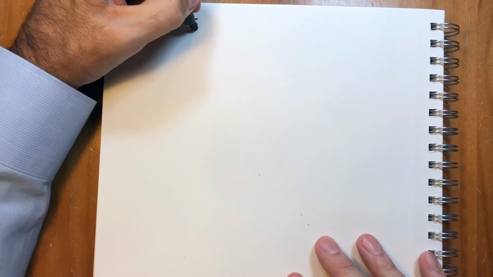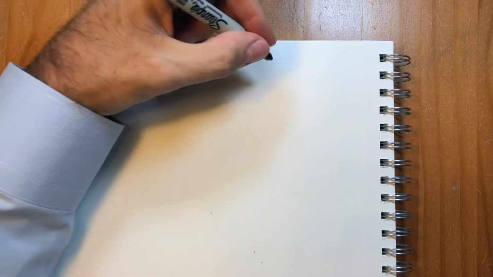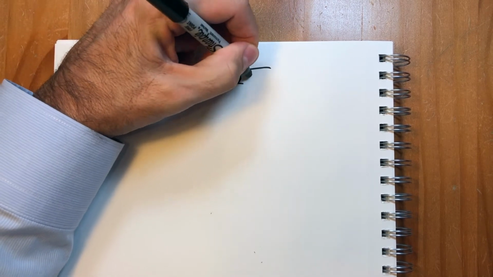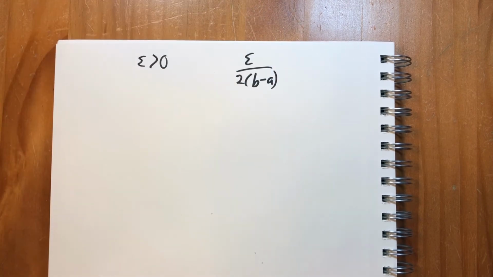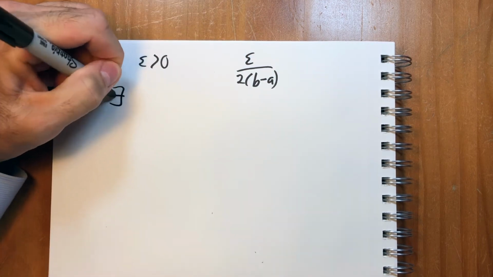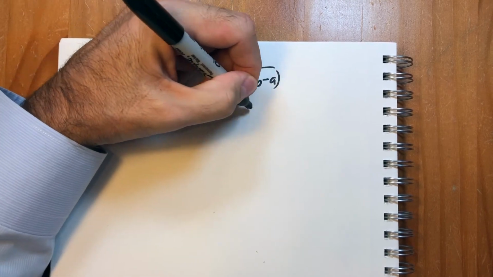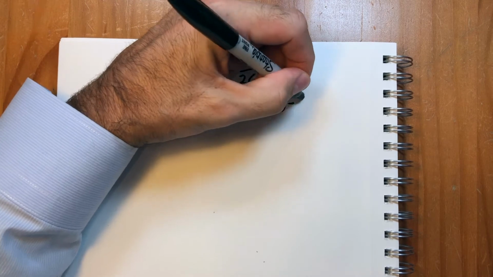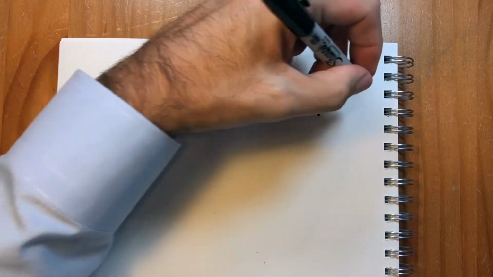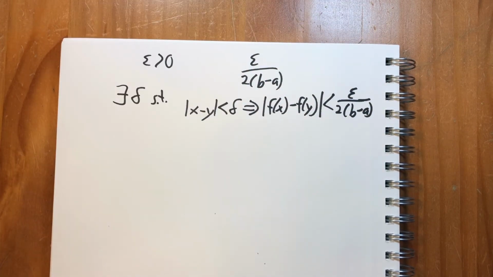So the trick is that for any epsilon you give me, instead of finding a delta that works with that epsilon, we're going to find a delta that works with that epsilon divided by 2 times (b minus a). We can do this because the statement of uniform continuity is true for any epsilon. So whatever epsilon you give me, it must be true for one that is smaller as well. So since we know that f is uniformly continuous, there exists a delta such that when |x minus y| is less than delta, that implies |f of x minus f of y| is less than epsilon divided by 2 times (b minus a).